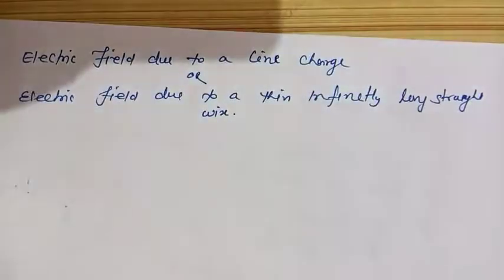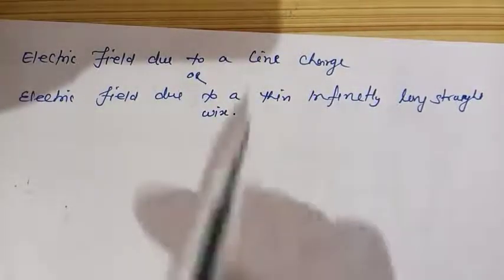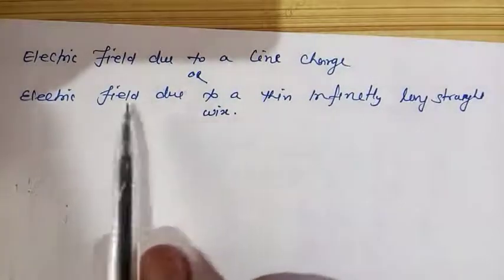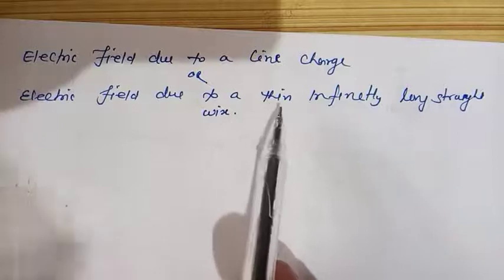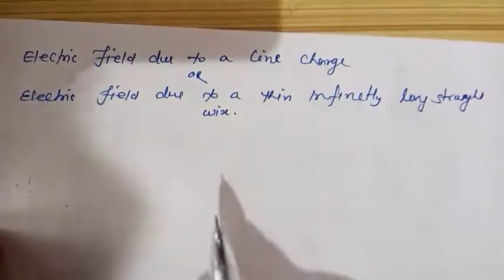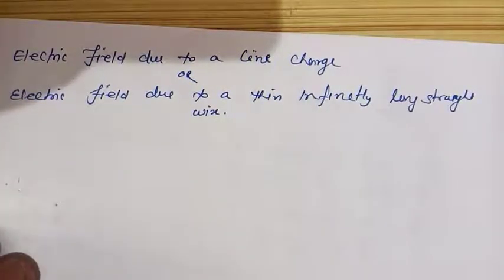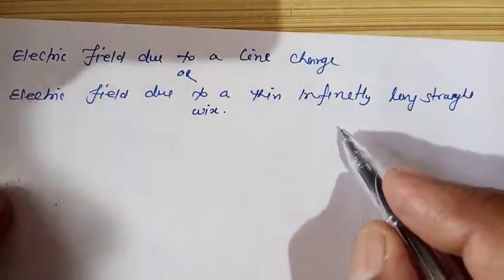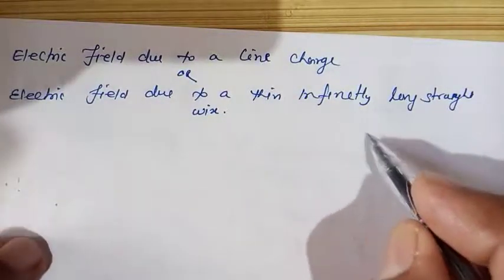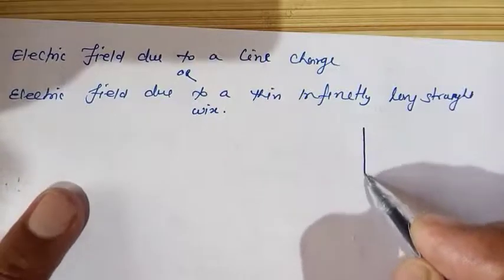Hello students, welcome. In this video we will discuss electric field due to a line charge, or electric field due to a thin infinitely long straight wire, using Gauss theorem. So first of all, let us suppose we are having an infinitely long straight line charge like this one.